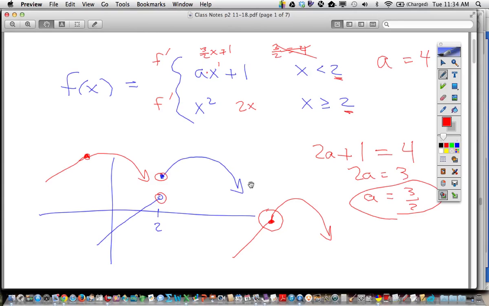So you plug a 2 in for x. Here you get 2a plus 1. Here you get 4. You set them equal to each other. They have to be equal so you wouldn't have a gap. And so you solved it, a is 3/2. So that's where you could do a question about continuity, differentiability. And that was number 66 and 67 yesterday.